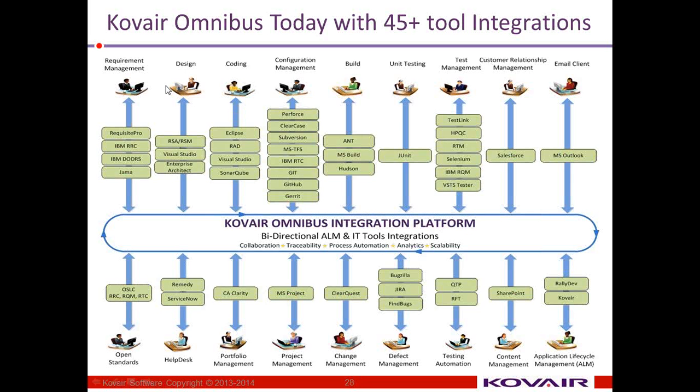Kovair Omnibus has adapters for most of the major tools in the market, and this particular slide shows the different adapters that we have for the different tools. Talking about the requirements management tools, we have adapters for Requisite Pro, RRC, DOORS, JAMA. For configuration management, you can see a long list of tools. For test management, we have adapters for TestLink, HPQC, RTM, and more.